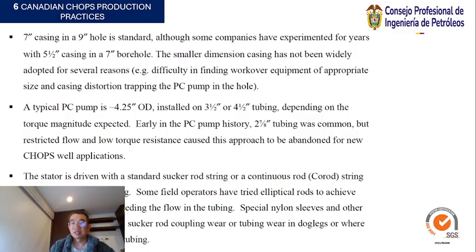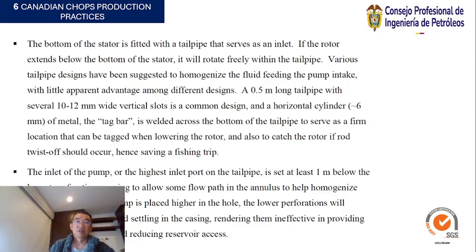Special knurling sleeves and other devices are used to reduce sucker rod coupling wear or tubing wear in doglegs or where the coupling contacts the tubing. The bottom of the stator is fitted with a tailpipe that serves as an inlet if the rotor extends below the bottom of the stator. It will rotate freely within the tailpipe.